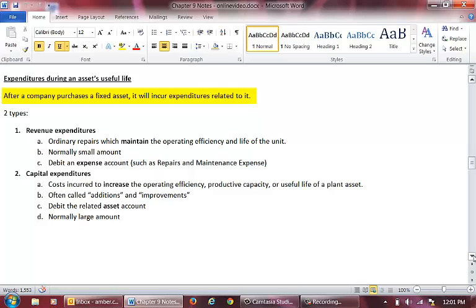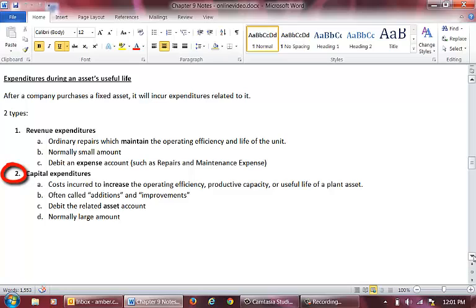Now let's discuss how to handle expenditures incurred during an asset's life. There are 2 types of expenditures incurred during an asset's useful life. First, revenue expenditures are ordinary repairs which simply maintain the operating efficiency and life of an asset. These expenditures are normally small in amount. When this type of expenditure is incurred, you would debit an expense account such as repairs and maintenance expense.